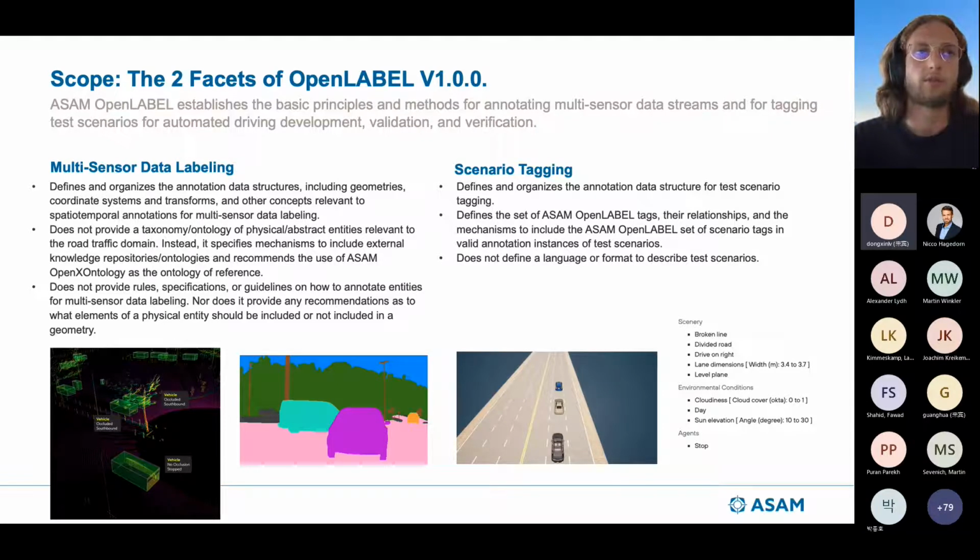And in terms of what is in the scope for our standard, there are two main buckets, as I mentioned in the introduction. So one is related to multi-sensor data labeling, where we define and organize the annotation data structure, including the geometries, the coordinate systems, the transforms across different sensors, and any other concept that is fundamental and relevant for the spatiotemporal annotation, let's say.